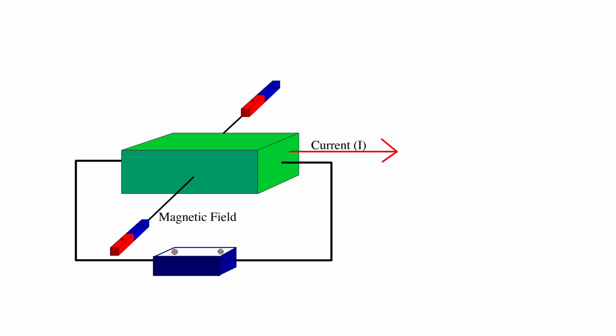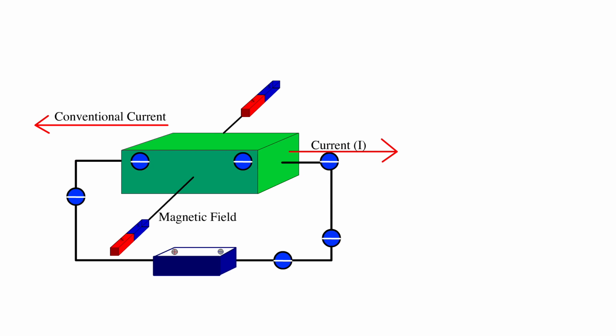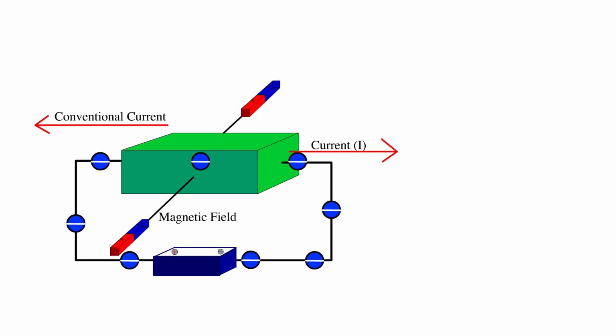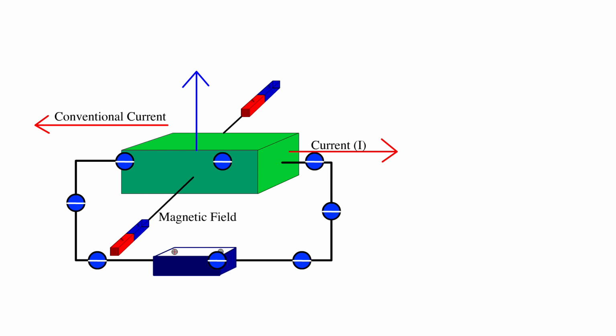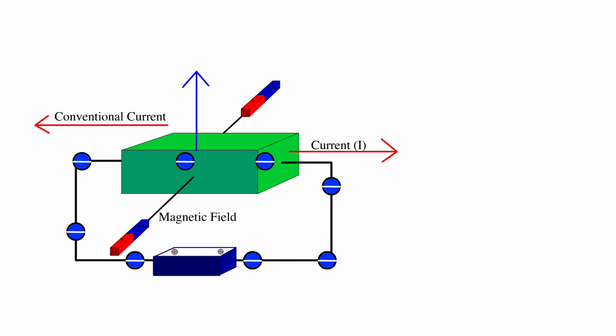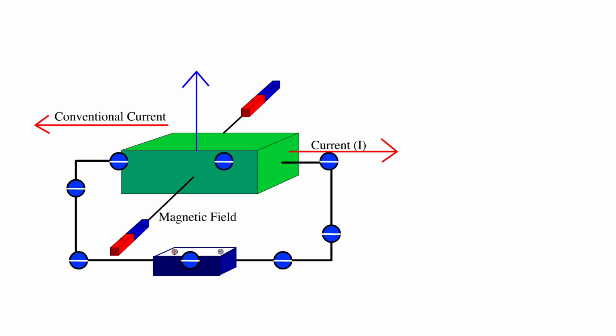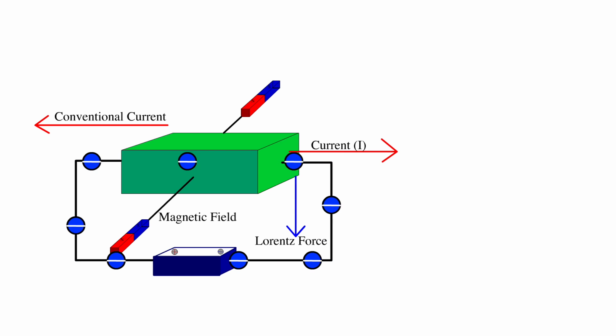Now let's take a look at the concept of the Hall effect. There are many freely moving charge carriers within the conductor. These negatively charged carriers move in the direction opposite to the electric current I. This is referred to as the conventional current. By using the left-hand rule, we can find that the Lorentz force should be pointing upward. However, because the carriers are negatively charged, the Lorentz force would be pointing downward instead.